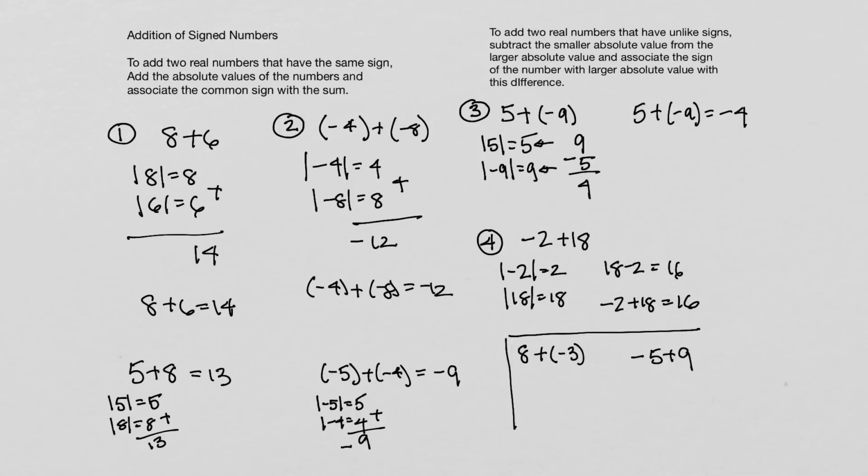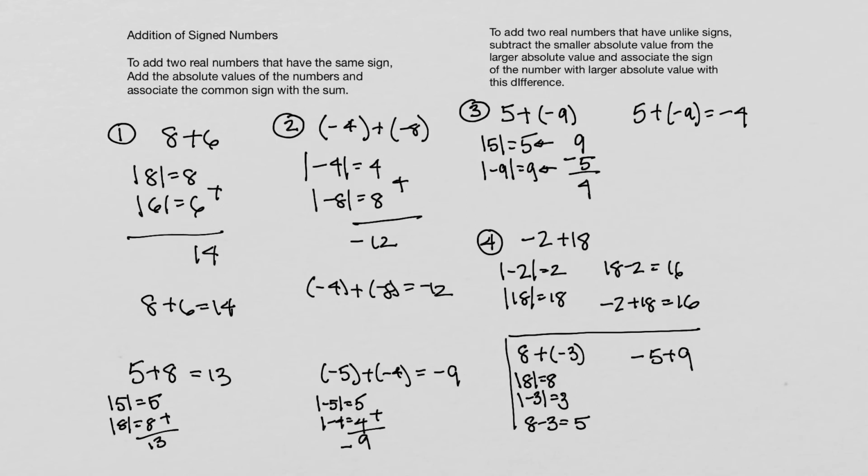So in this first one over here, we want absolute value. So the absolute value of 8 is 8. The absolute value of negative 3 is 3. Then, if I subtract now the smaller absolute value, which is 3, from the larger, which is 8. So let's do that. Subtract the smaller from the larger. 8 minus 3, I get 5.